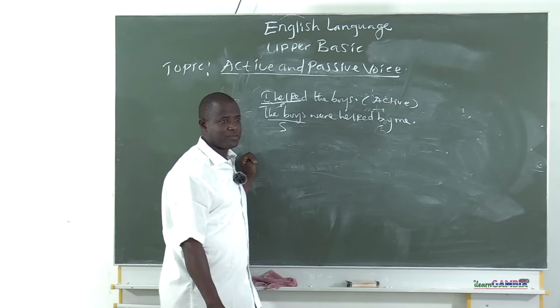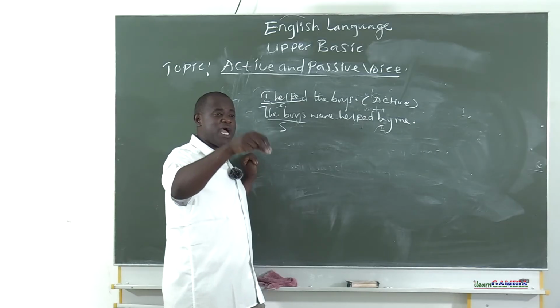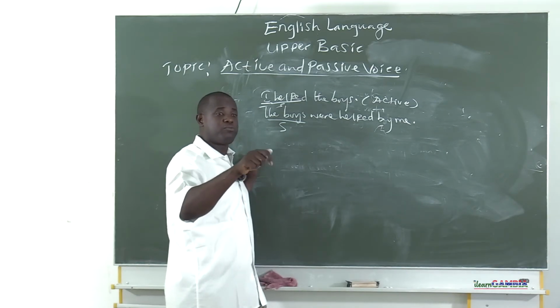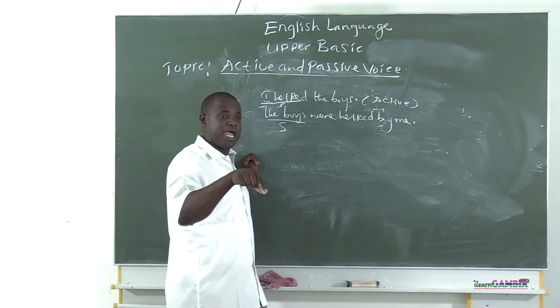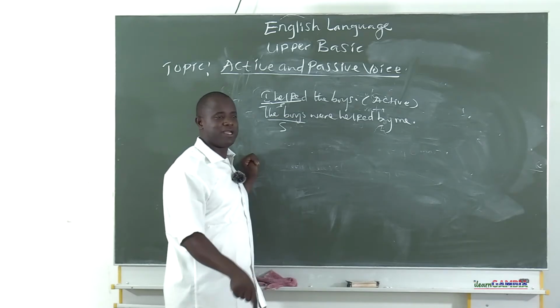We move on. Sue changed the flat tire. We said the flat tire was changed by Sue. Mom read the novel in one day. The novel was read by Mom in one day. So here, look at it. Mom read the novel. What is the object there? The novel. Now, when you want to change this sentence into passive, what do you do? The object should become the subject. Therefore, you say the novel was read by Mom in one day.